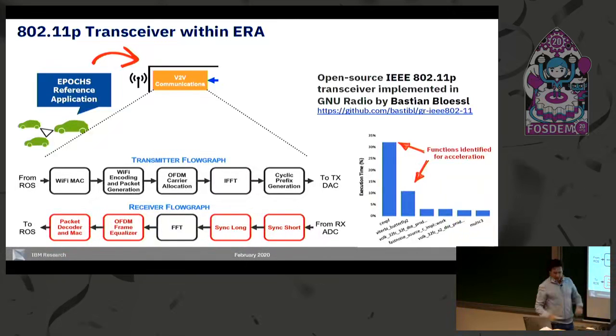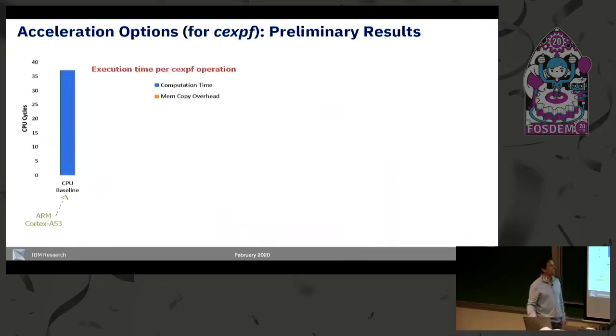So, okay, we started with these two functions. Let's see how we can accelerate them and how much benefit we can get in return. So the first thing we did is define a CPU baseline, which in this case is a general purpose CPU, an ARM Cortex-A53 processor, very, very basic stuff.